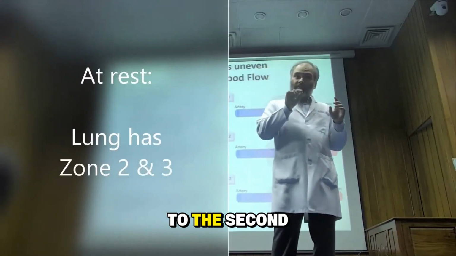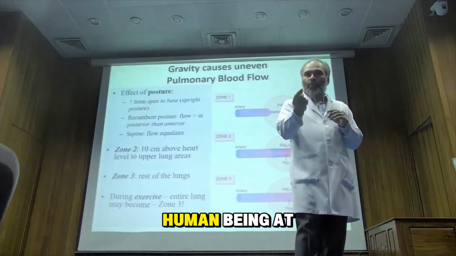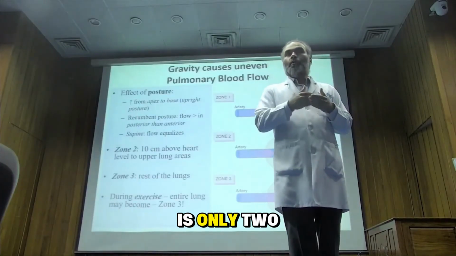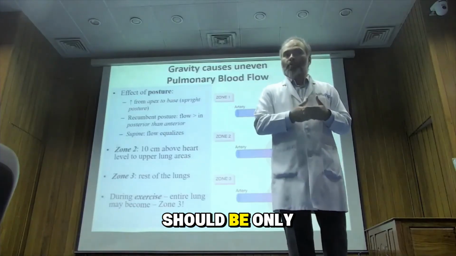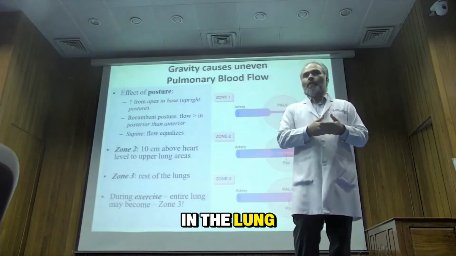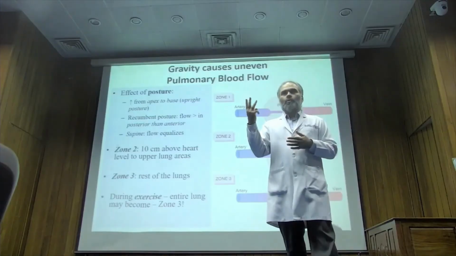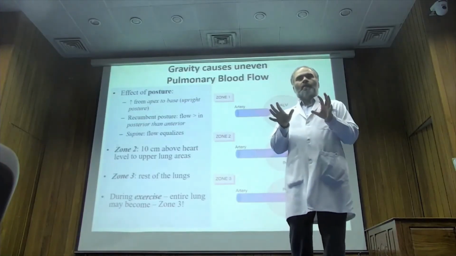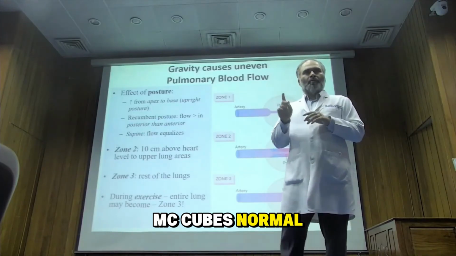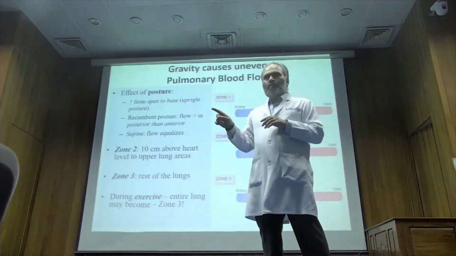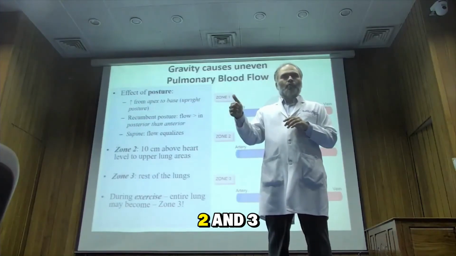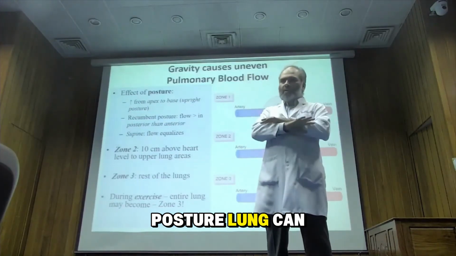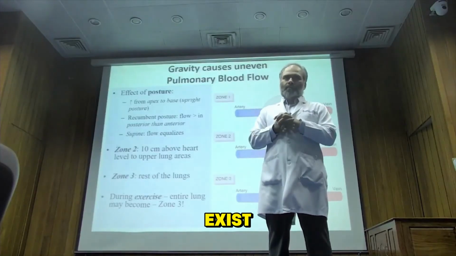Coming to the second point. In a normal human being at rest, like yourself, there should be only two lung zones in the lung: lung zone 2 and lung zone 3. These can be nice little MCQs. Normal, resting human being, upright: lung zones 2 and 3. That's it. Zone 1 should never exist in any posture.